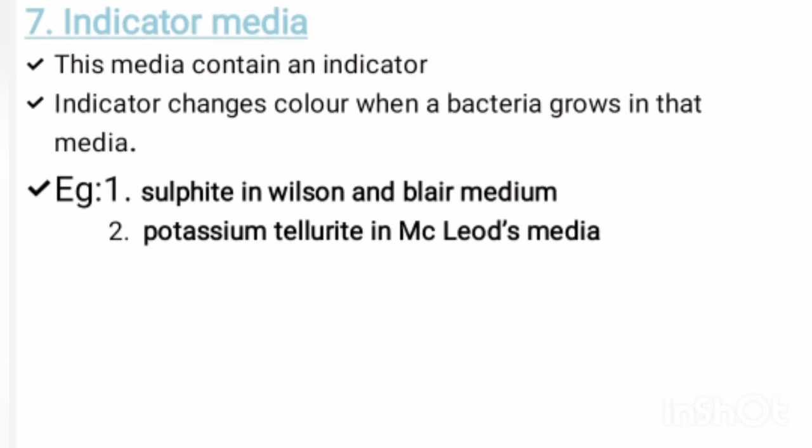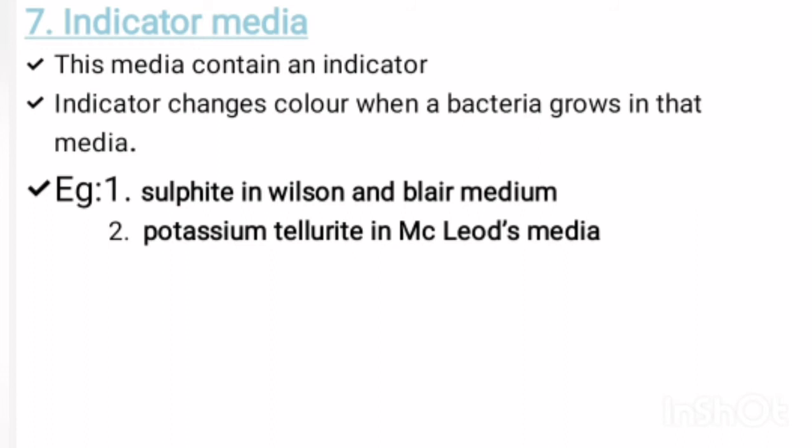Next type of media, indicator media. This media contains an indicator which changes the color when a bacteria grows in that media. Example, sulfite in Wilson and Blair medium. Sulfite is reduced to sulfide in the presence of growth of Salmonella typhi. So the Salmonella typhi shows black metallic sheen in this media.